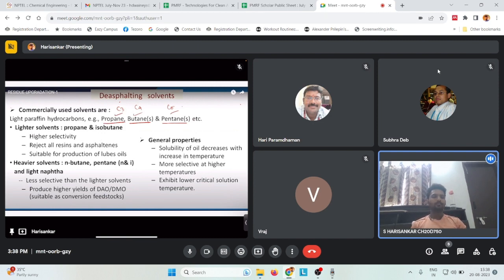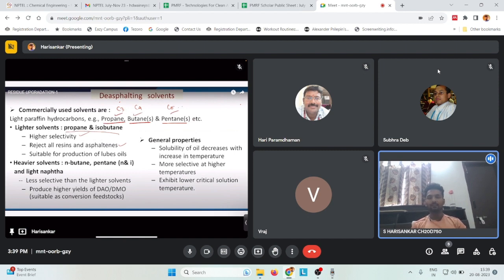Yeah. So all these different solvents have their own advantages and disadvantages. So for example, propane and isobutane usually give us higher selectivity to these oil compounds, and they reject all the resins and asphaltenes. So basically, if we use these solvents, propane and isobutane, all the light compounds that are present in the oil get extracted, and all the heavy compounds, including the asphaltenes, get left back. So basically, this is kind of like a solvent extraction process, this de-asphalting process.